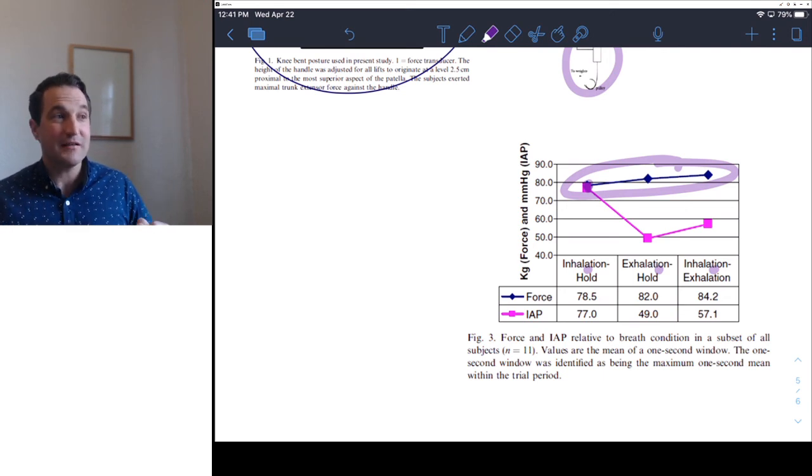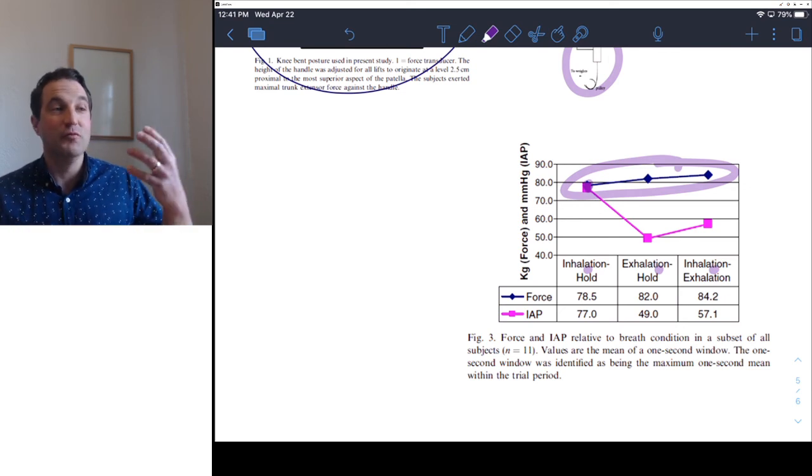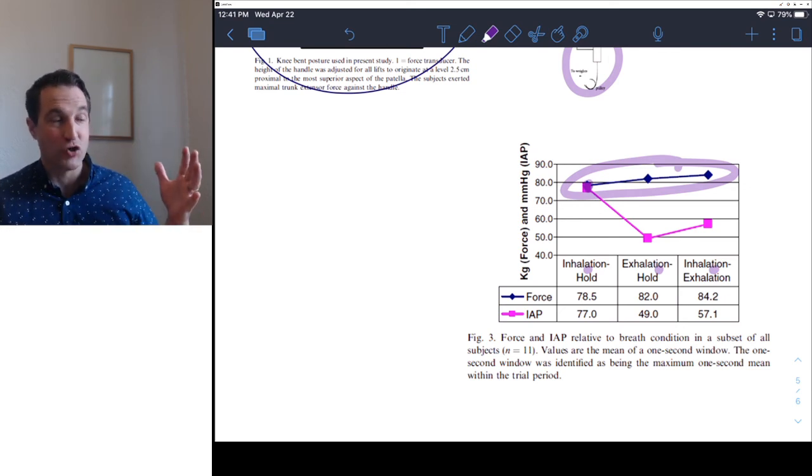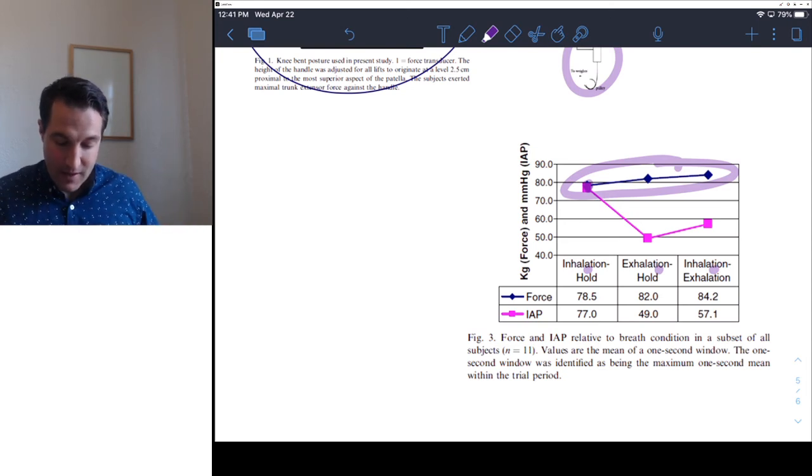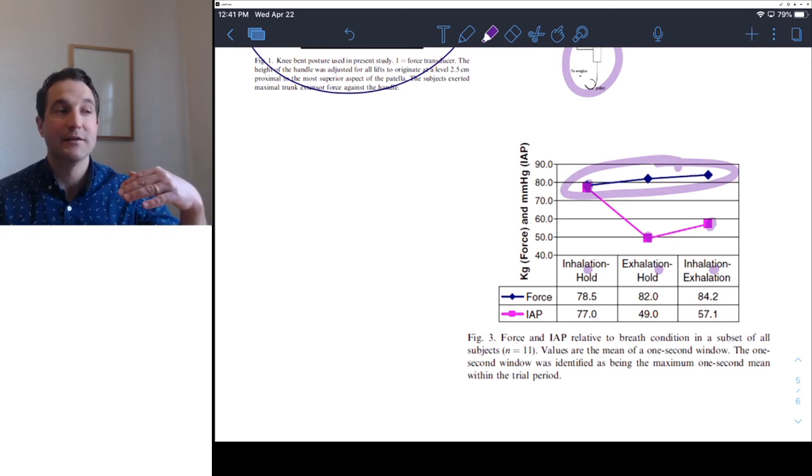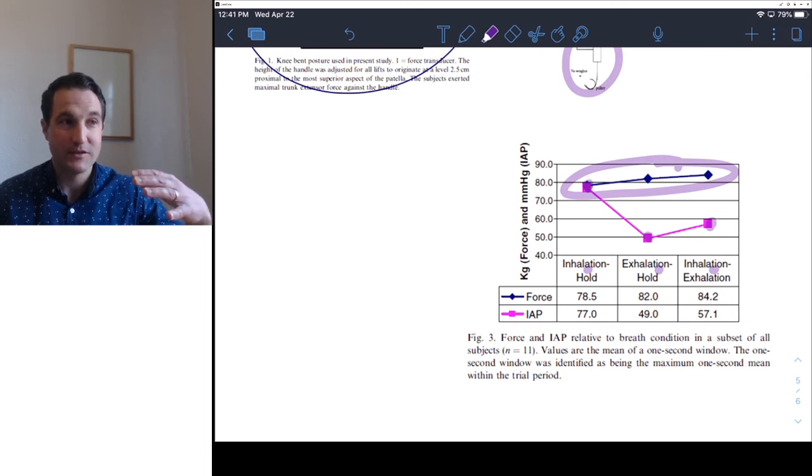So in that intra-abdominal pressure, when you're holding your breath like that, after you breathe in, you can create a lot of pressure in your abdomen. If you exhale and hold, and if you inhale and exhale, that pressure in your abdomen is way lower. Okay? So, what are the take-homes of this?